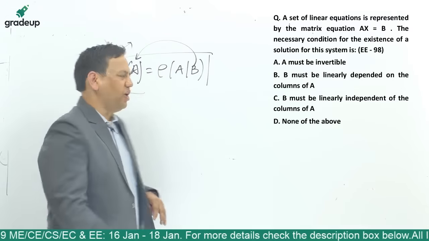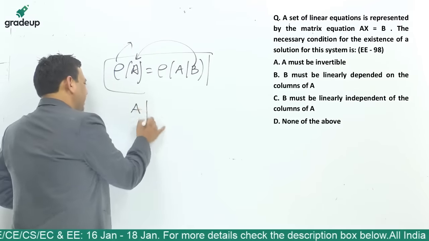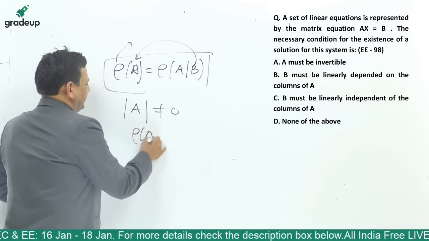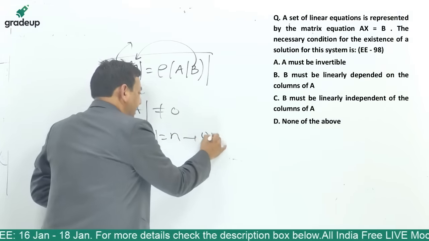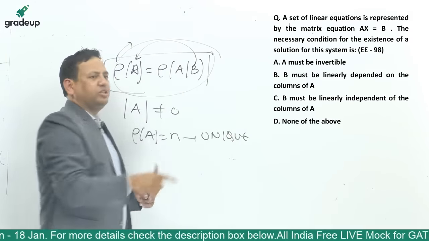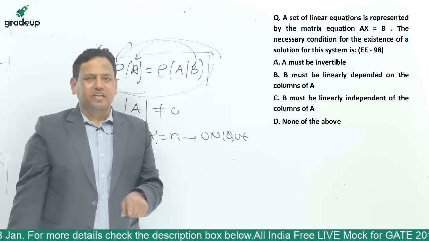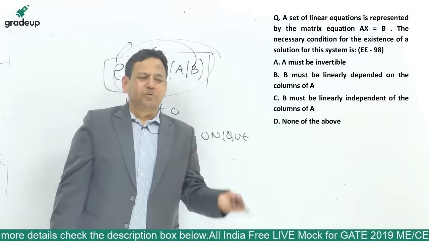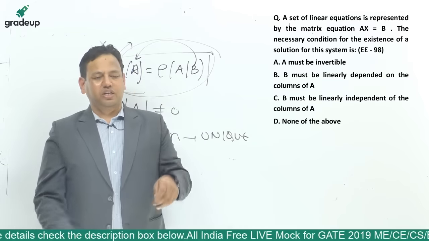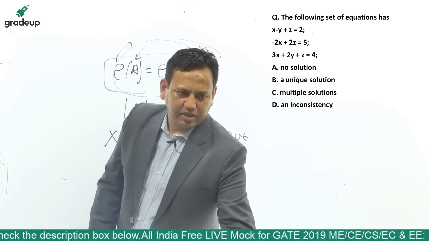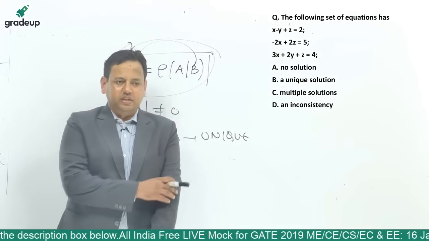Now, why is A wrong? Because if A is invertible, the determinant of A is not equal to 0. The rank of A is equal to n. Then they are talking about only the unique solution. But in this case, you are talking about both kinds of solution. It may be unique or infinitely many. So that's why A is the wrong answer, because they are not asking about the unique solution. They are asking about a solution, which is consistency. So that's why A is the wrong option. Now try this question, everybody.